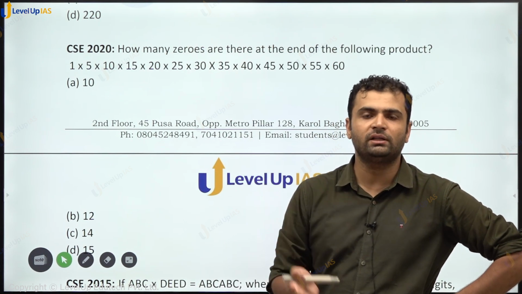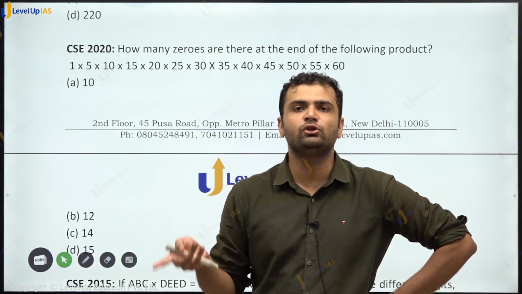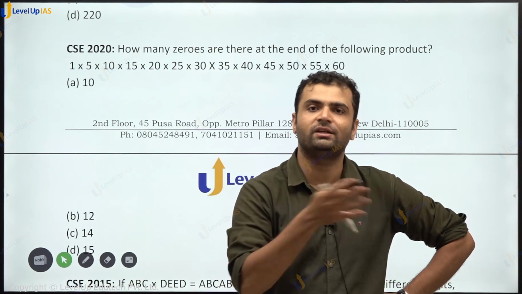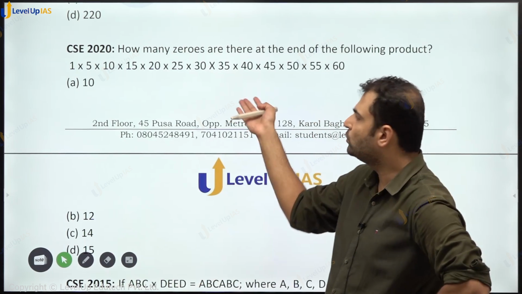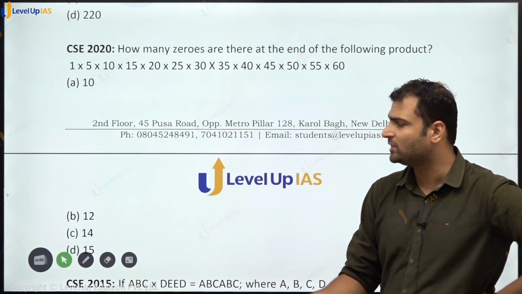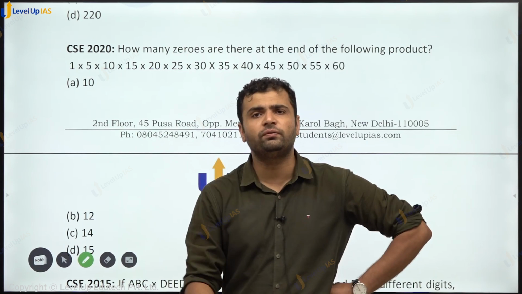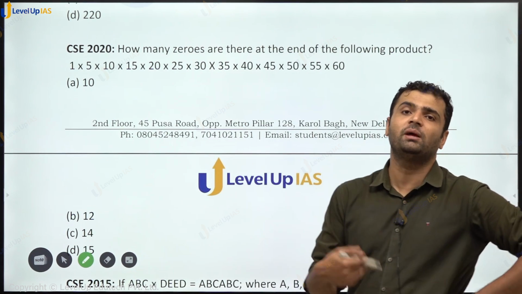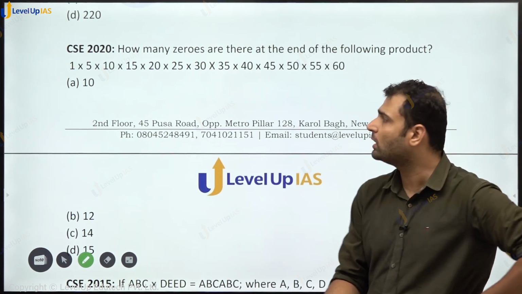100 gives 2 zeros, 1000 gives 3 zeros, 20, 30, whatever it is, 10 is a factor of those numbers. That is why there is zero there. So we just have to count how many times 10 appears here. And 10 is 2 into 5. So how many times does 2 appear? How many times does 5 appear? That is what we have to count.